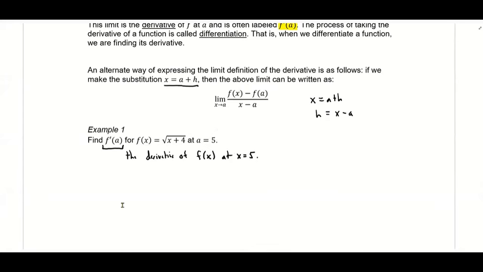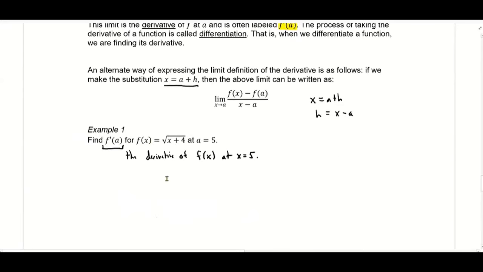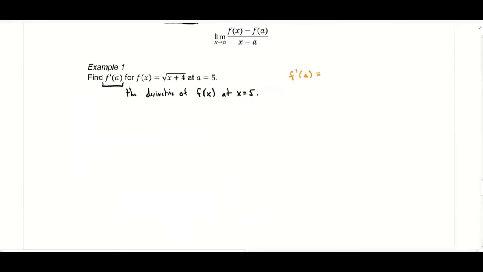Now, of course, there's a couple different ways I can do this. I can use either this form here, or I can use this form. Let's go ahead and use this form here. So I'm going to take this limit, which is the limit definition of the derivative, to find the derivative of this function at x equals 5. So just so that I have it on this page, I'm going to rewrite the limit definition of the derivative. F prime of a can be found by taking the limit as h goes to 0 of f of a plus h minus f of a over h.